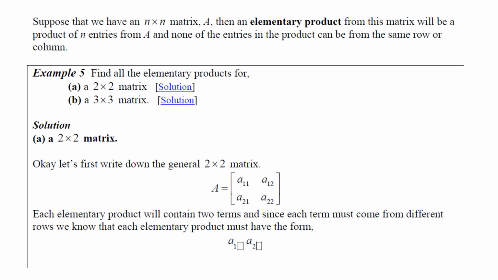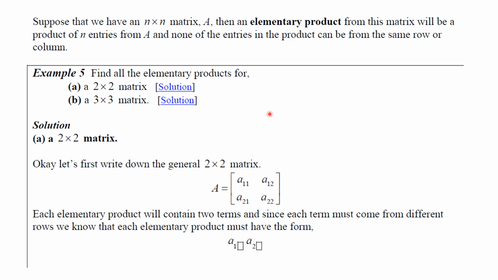Now, suppose we have an n by n matrix, and we are approaching having the definition of the determinant, but not yet. Then an elementary product from this matrix, this is the definition, will be a product of n entries from A, and none of the entries in the product can be from the same row or the same column. So find all elementary products for a 2 by 2 matrix and for a 3 by 3 matrix.